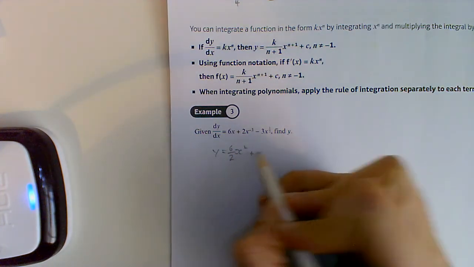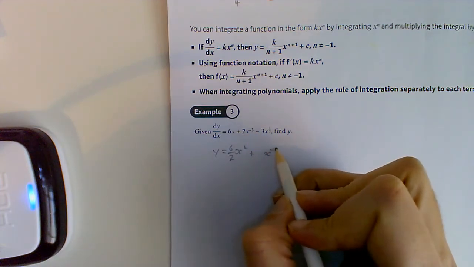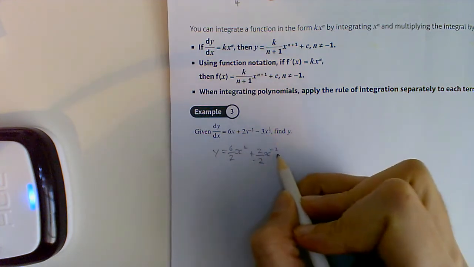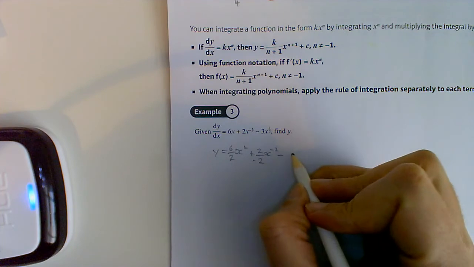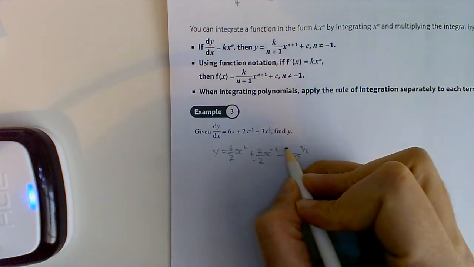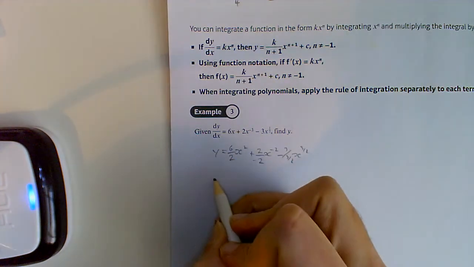This one, increase the power by 1. Well, minus 3 will go up to minus 2. Divide by the new power, so that's 2 over minus 2. Increase the power by 1, that will go to 3/2. Divide by the new power, so we're getting 3 divided by 3/2, and then just simplify all that.